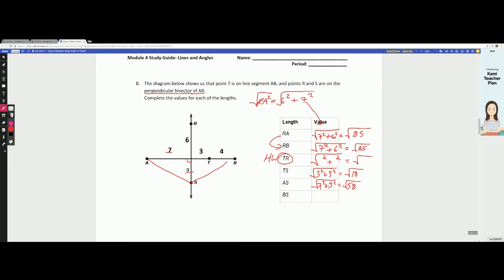And BS, don't BS me. I want you to do that one for yourself. Okay. Again, see what your sides are. Use Pythagorean. Don't forget this is 3 plus 4 over here. And I want you to do that one for homework. Don't BS me.